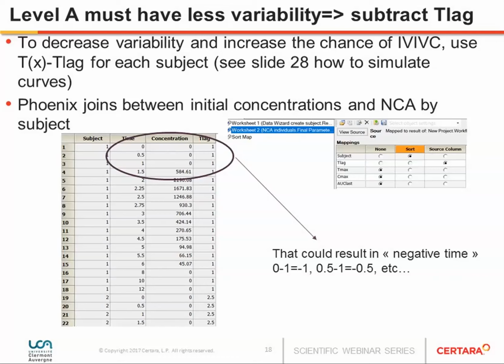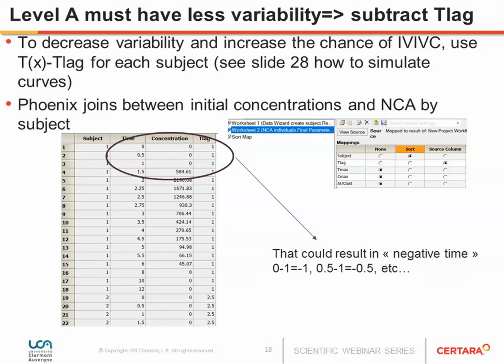When I have time 0 minus 1, it's going to be minus 1. Time 0.5 minus 1 is going to be minus 0.5. Time 1 minus time 1 is going to be time 0, the new calculated time 0. And that will be the start of my new curve. So I am going to make that for all the subjects.